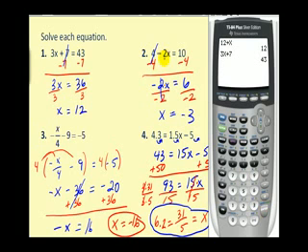Let's go ahead and try number 2 as well. We'll store negative 3 in for x. Negative 3, store x, enter. And then we'll type in the left side again, 4 minus 2x, and see if we get 10. And so this is a very nice way to check your work as you solve these equations.